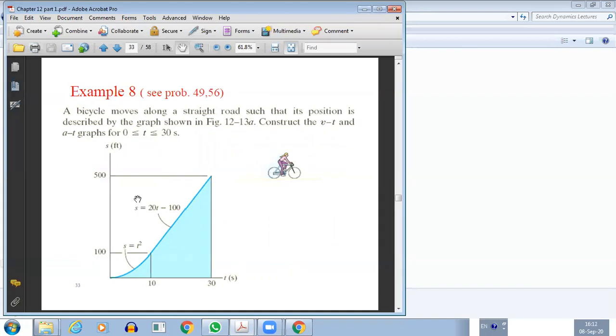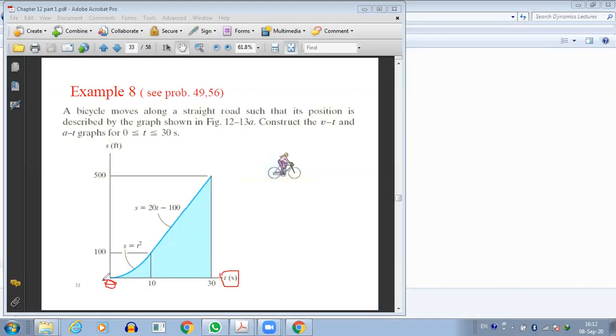The bicycle moves along a straight road such that its position is described by the graph shown in the figure. So we have this problem that we have a bicycle which was moving on a straight road, and its position is represented by a graph on the figure. So from time 0 to 10 second, the motion was represented by this equation: S equals t square. For time 10 second to 30 second, the motion is represented by this equation: S equals 20t minus 100.